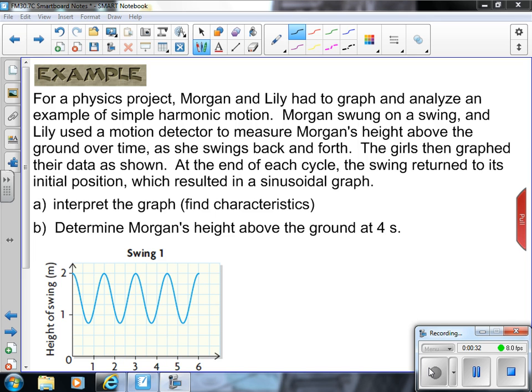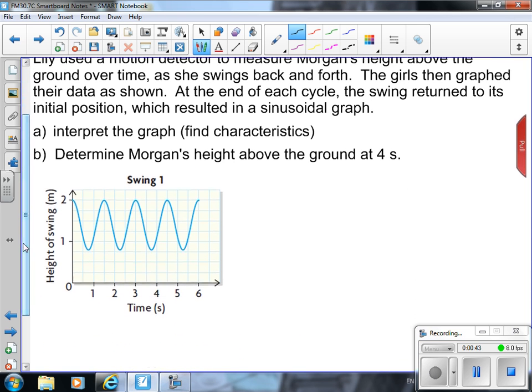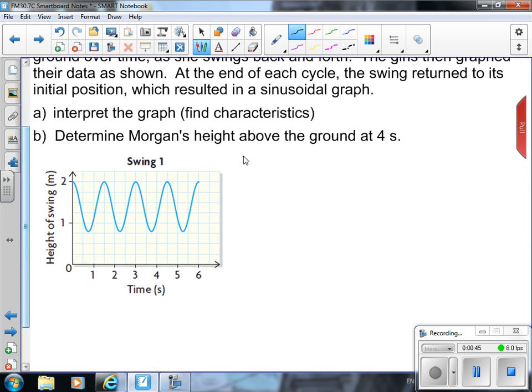At the end of each cycle, the swing returns to its initial position, which resulted in a sinusoidal graph. Interpret the graph, which just means find the characteristics. So this is exactly what we did in the first lesson. First we'll describe the range. These are the y values that are allowed for this graph. Our maximum is 2, and our minimum is just less than 1, divided into 4, so that would be 0.75. So the range would be 0.75 up to 2, inclusive.